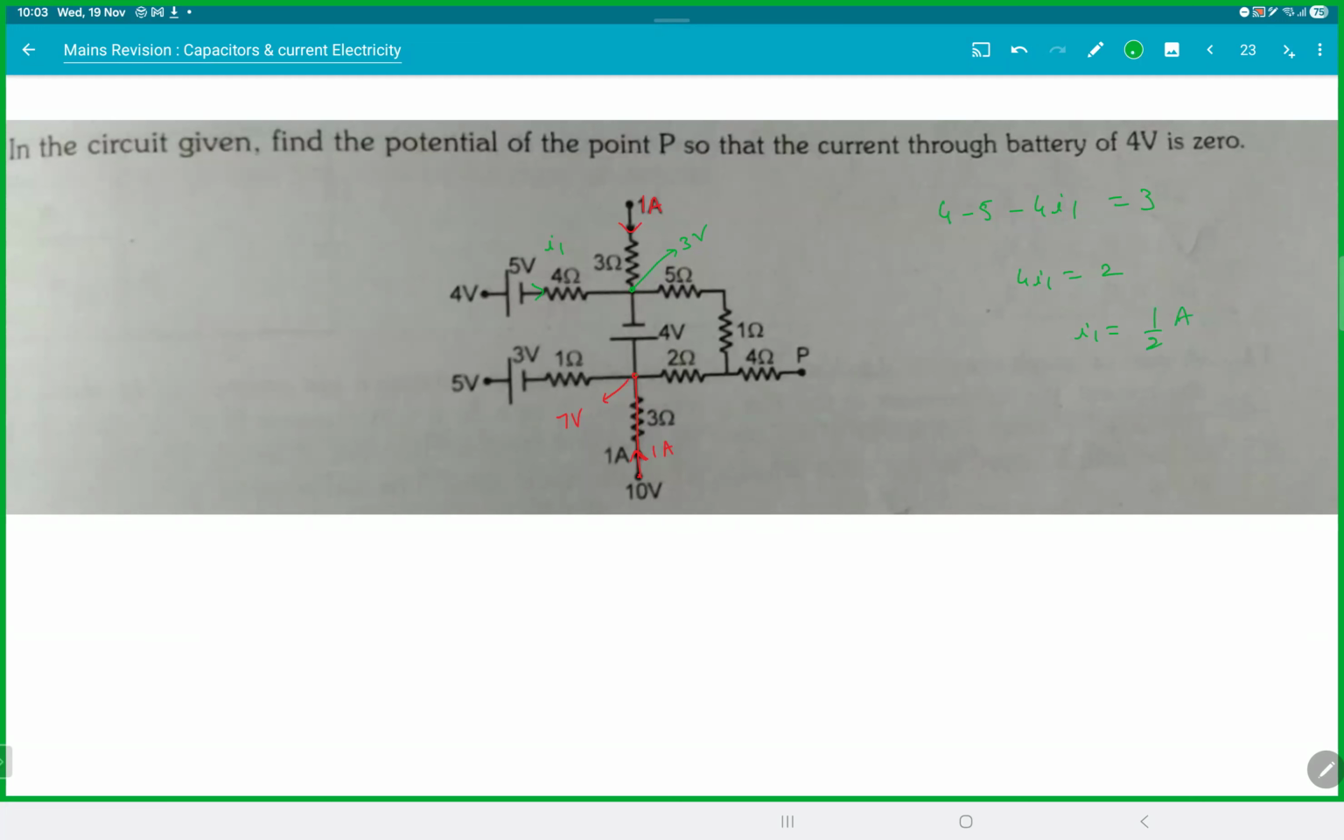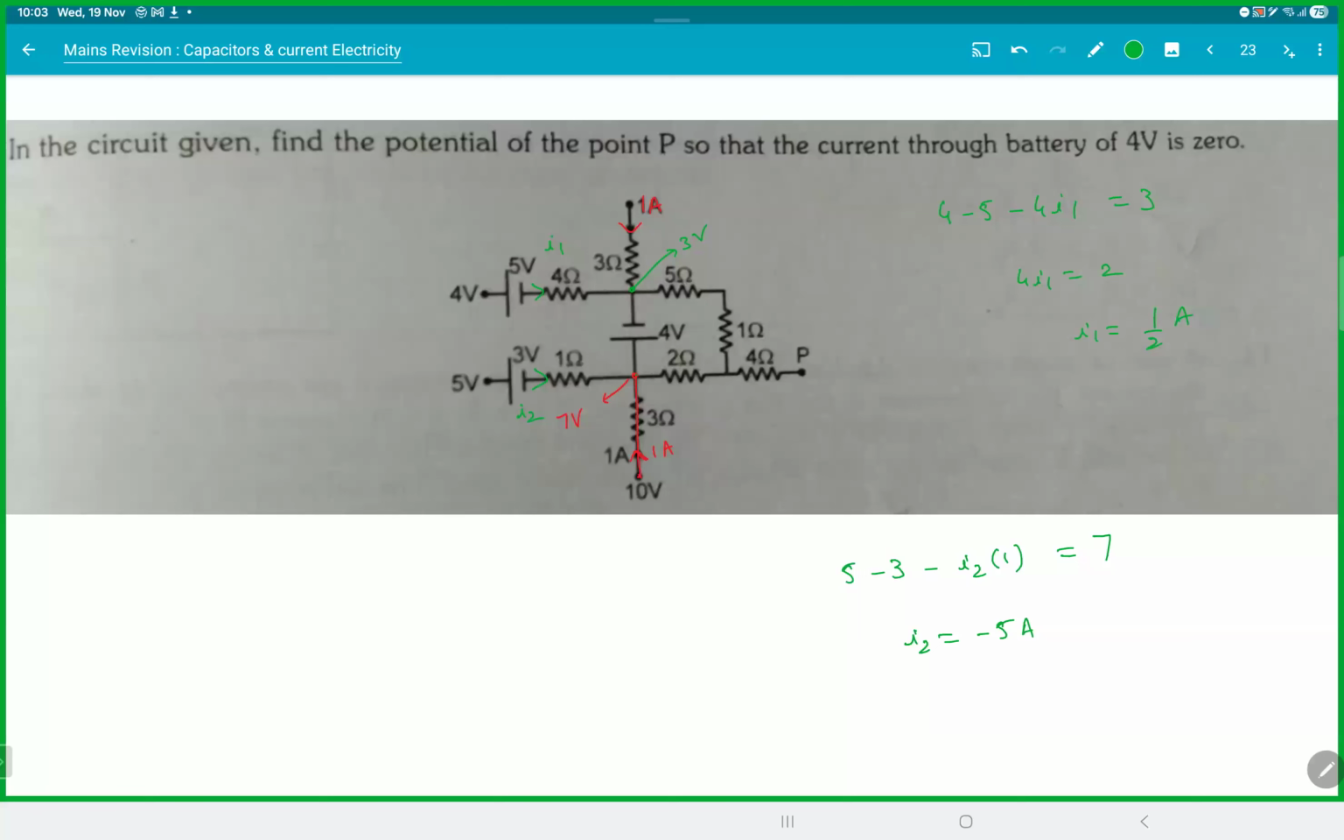Similarly, if I take this current as I2, then this will be 5 minus 3 minus I2 into 1. You reach 7. So I2 will be 5 minus 3, 2 minus 7, minus 5 ampere. Is that right? Or am I messing up calculations for some reason today? 5 minus 3. Yeah, looks right. That means in this branch, current 5 ampere is going this way.